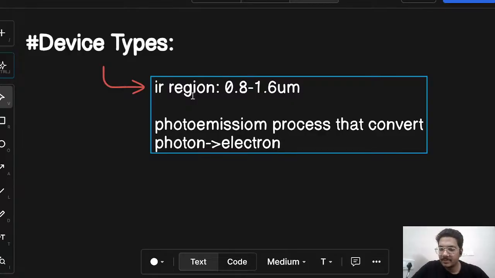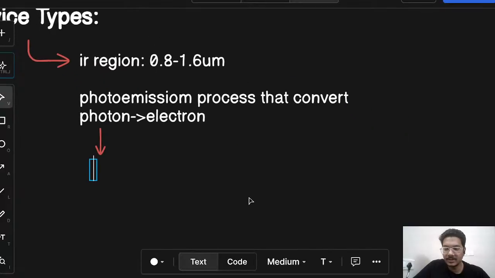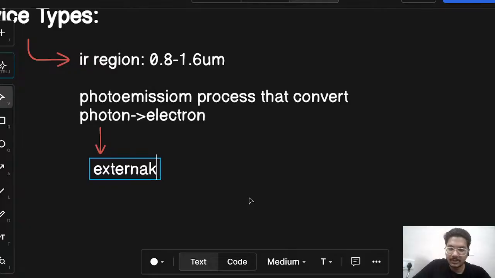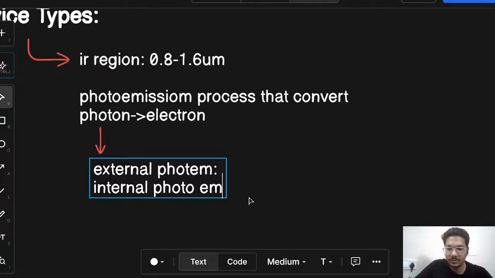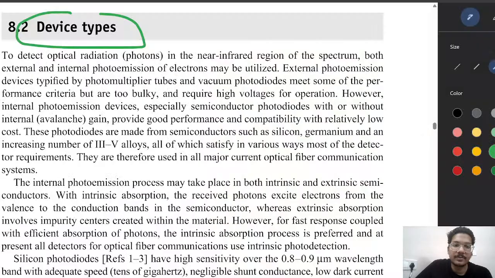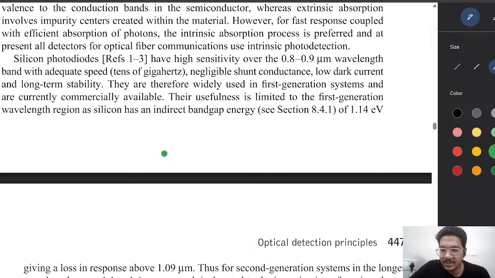The two main detection mechanisms: the first one is external photoemission, an example of which is the photomultiplier tube. The second is internal photoemission. Then after that comes intrinsic versus extrinsic photodetection, then material choice. Let's discuss device types.